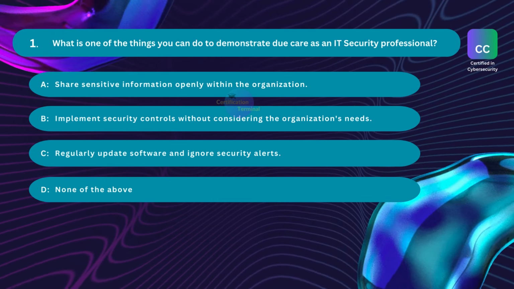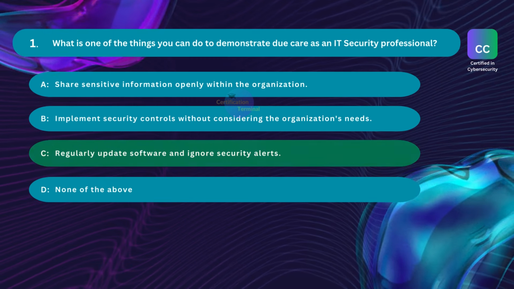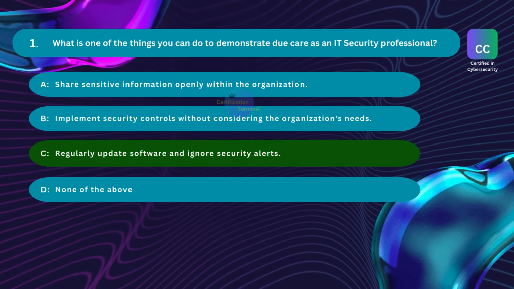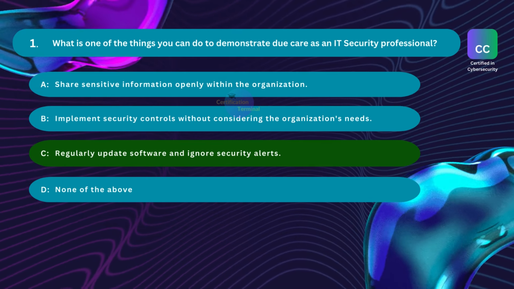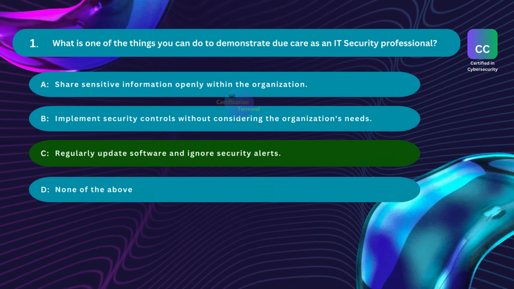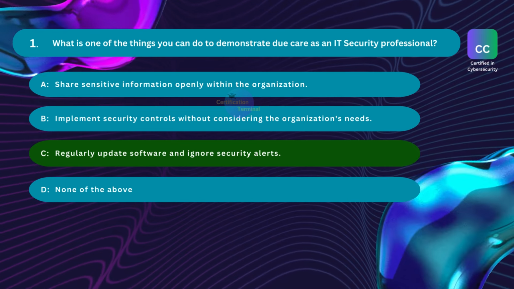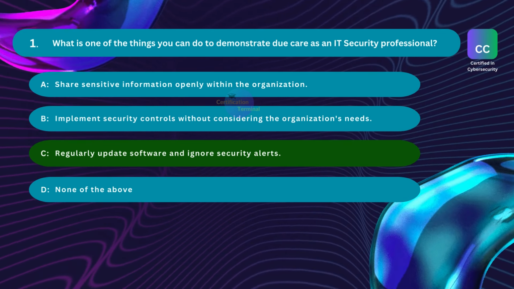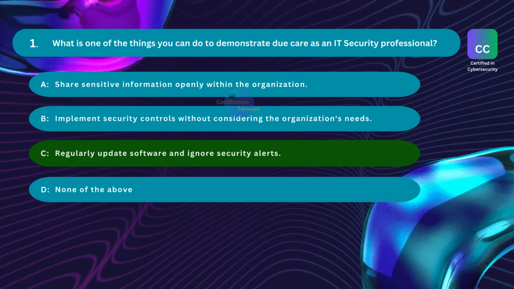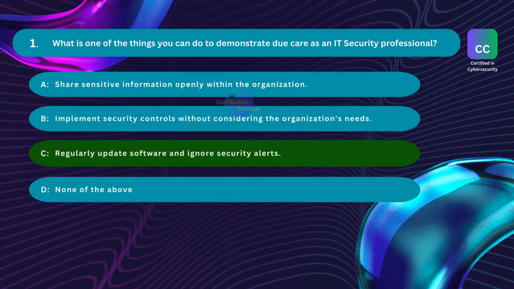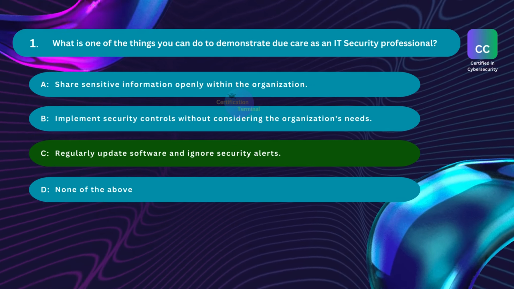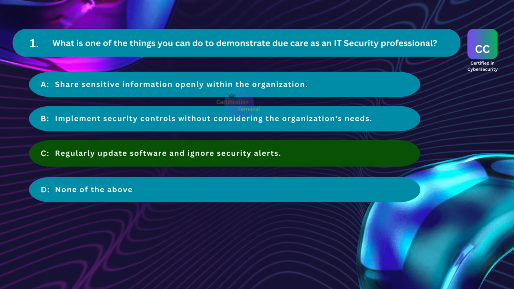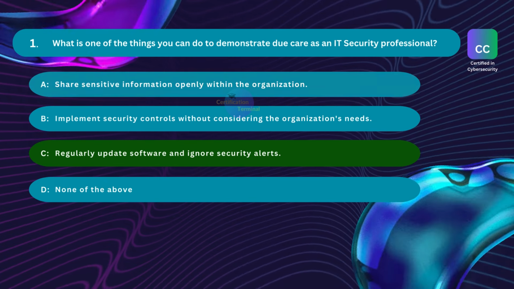The correct answer is Option C, regularly update software and ignore security alerts. Regularly updating software and promptly addressing security alerts is a crucial aspect of due care in IT security. It helps to minimize vulnerabilities and protect the organization's information assets. The other options are incorrect, as they involve practices that can compromise security or neglect the organization's specific needs.